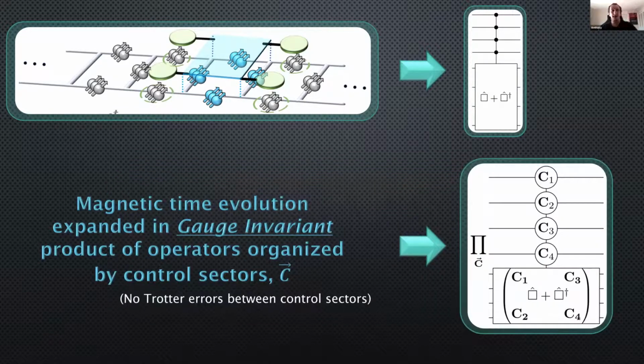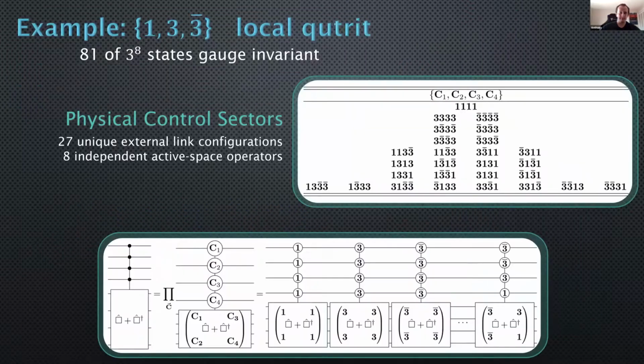And so we can do this by factorizing, by breaking the trotterized plaquette operator into different control sectors. So just apply a different set of operators for each control sector. By performing this decomposition, all of these different terms commute with each other because each of these controls is really a projector onto a different subspace. So we get no trotterization errors between these control sectors.